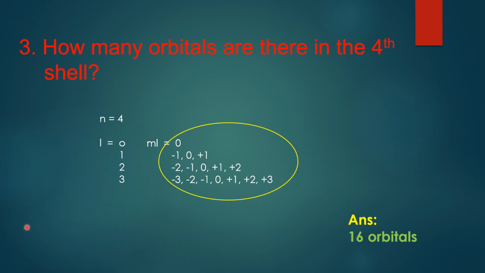Time to think of something else. How many electrons do you think will be present in this particular shell? Or maximum, how many electrons do you think it will contain? Since each orbital contains a maximum of 2 electrons, 16 orbitals will contain a maximum of 32 electrons.